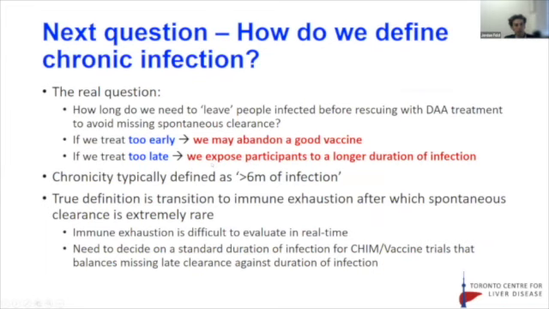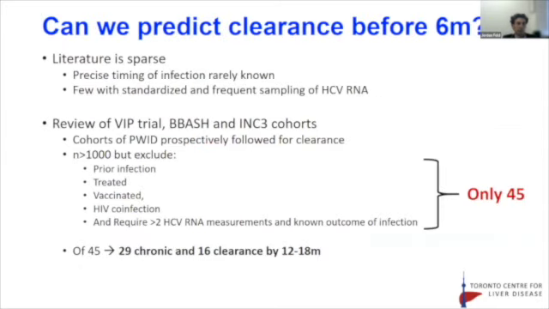So typically, textbooks define chronic infection as lasting longer than 6 months, but a probably better and more physiologic or biological definition of chronic infection would be the transition to immune exhaustion, after which spontaneous clearance is extremely rare. The problem is that measuring immune exhaustion in real time is very difficult. So we really do need to decide on a standard duration of infection for CHIM or vaccine trials that balances this idea of missing late clearance against duration of infection.